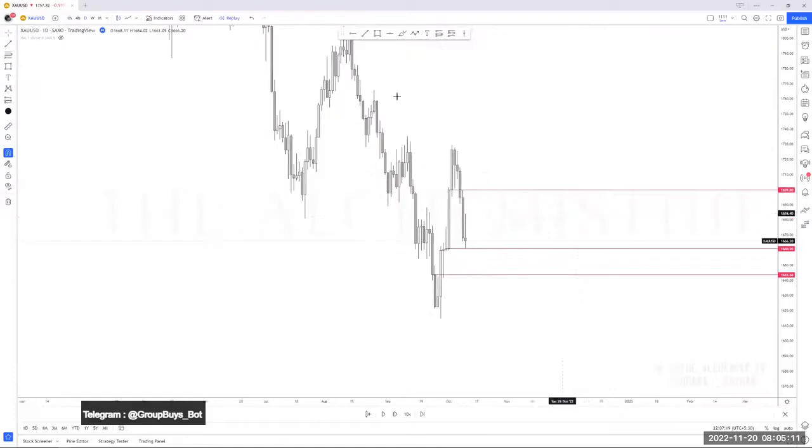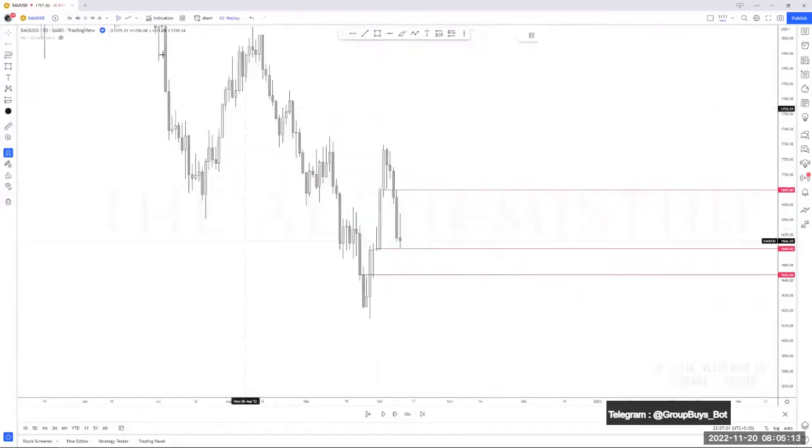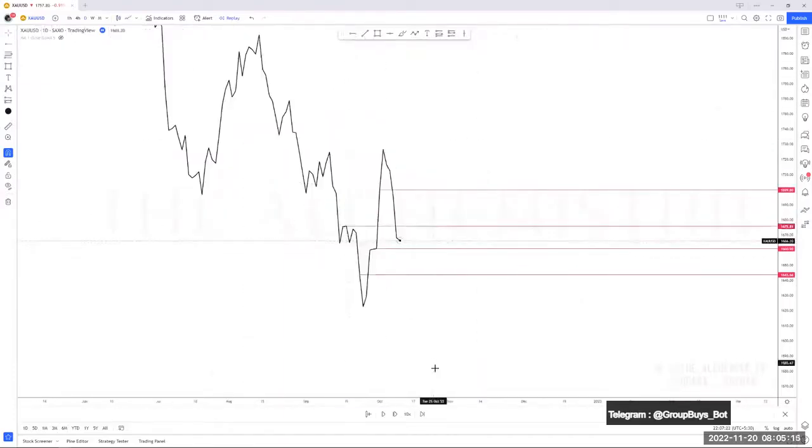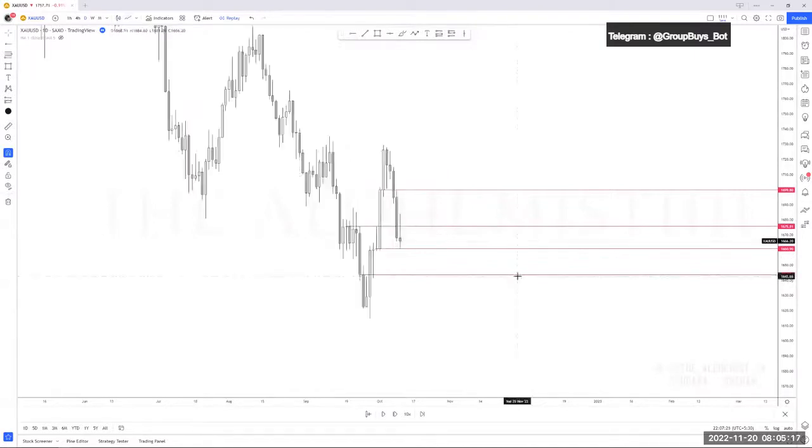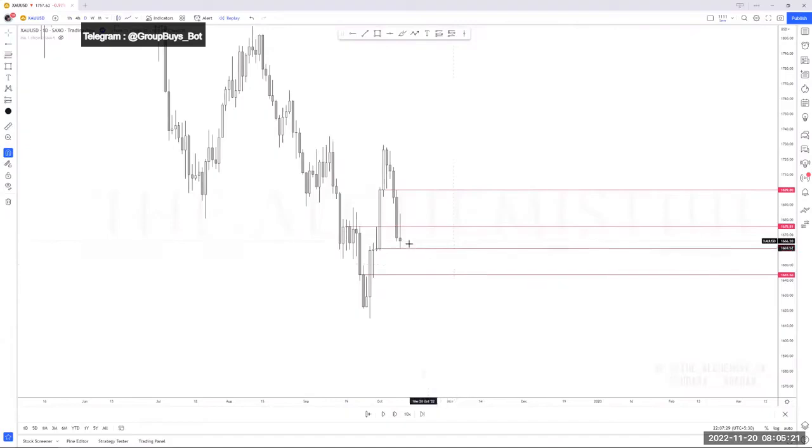Why? Because daily has not tapped yet. Now look at this. We had these levels in here on the daily. Price has closed below these levels. Can you see? Price has closed below these levels. So even the next day we can expect it to be bearish.